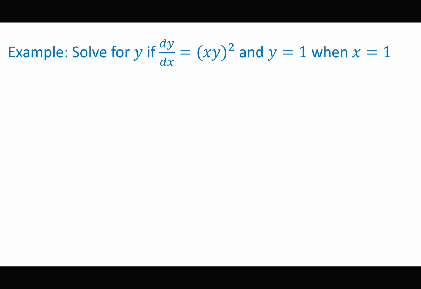Okay, all right, here we go. Let's do one. Let's solve for y if they give me the differential equation dy dx equals x times y squared. And we want to solve with this initial condition: y equals 1 when x equals 1.